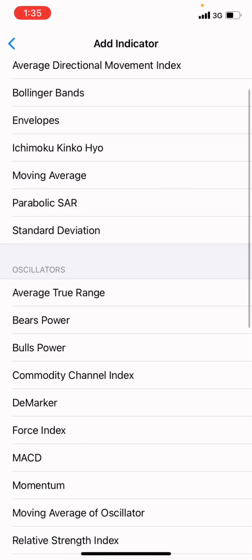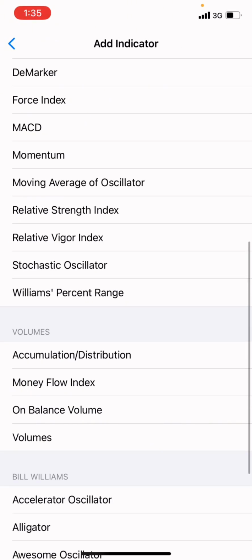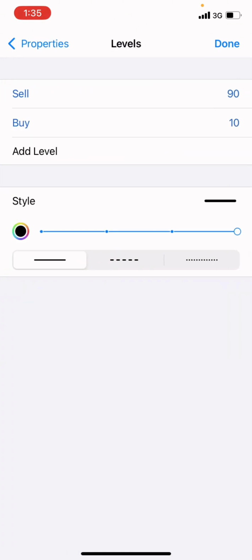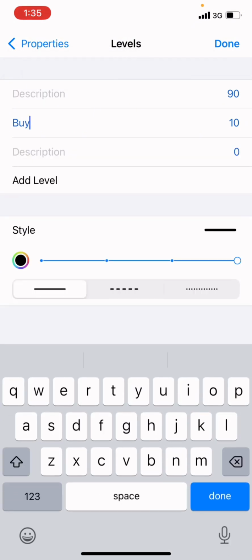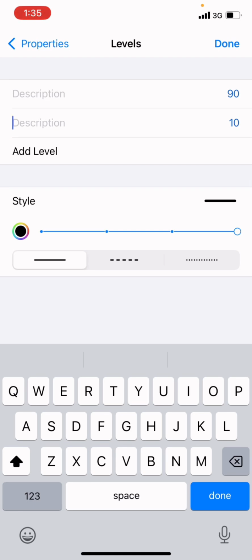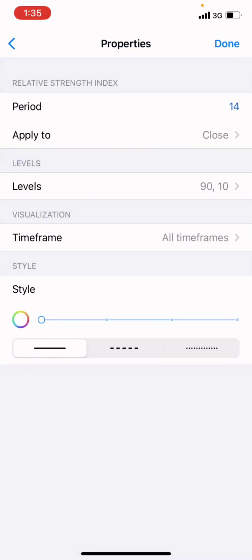So we're going to put on the RSI first, the Relative Strength Index, on period 14, applied to close, the level 90 and the level 10, the style right here on 1 pixel, color white. As you can see right here, you remove the sell and the buy. Then the style, you put that on 4 pixels, color black. Then you click on done.